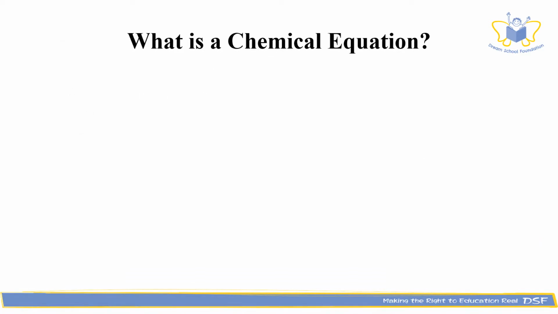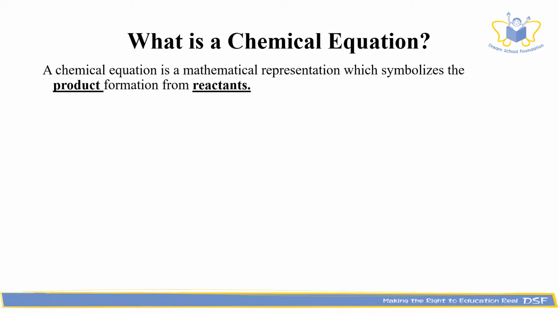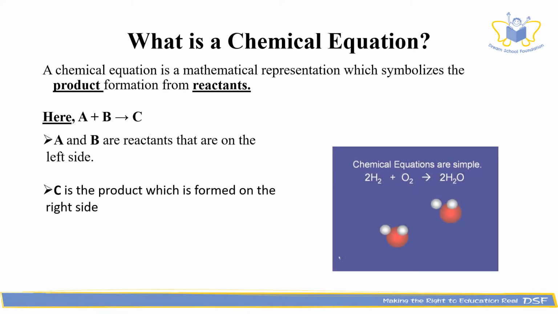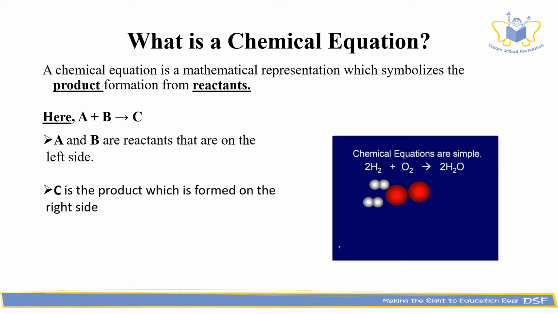What is a chemical equation? A chemical equation is a mathematical representation which symbolizes the product formation from reactants. Here, A plus B gives C. A and B are reactants that are on the left side. C is the product which is formed on the right side. The following equation states 2H2 plus O2 gives 2H2O.